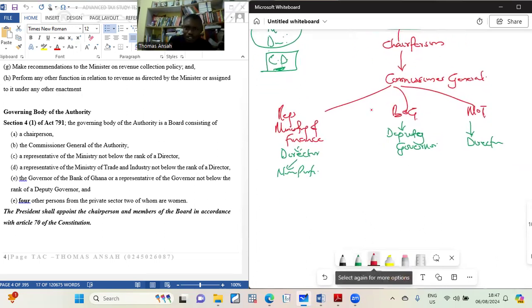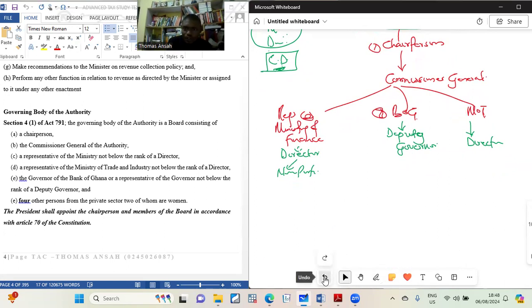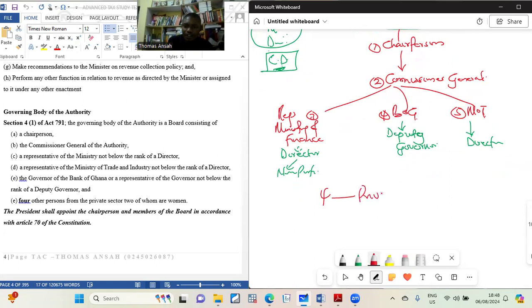After you've had them, this is 1, 2, 3, and 4. Sorry, 5, it's supposed to be 5. So we have 1, 2, 3, 4, and 5. The remaining 4 are said to be from the private sector. Anybody from the private sector, 2 of whom should be women compulsorily. At least 2 should be women.